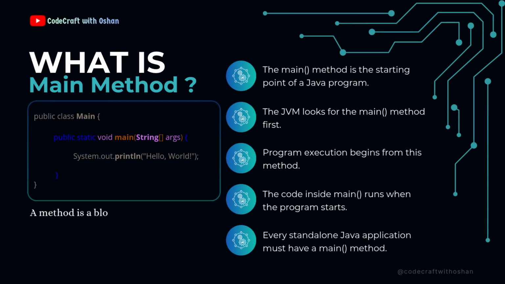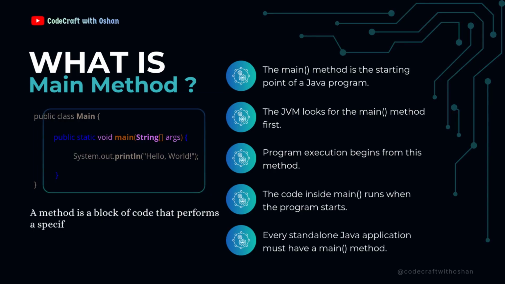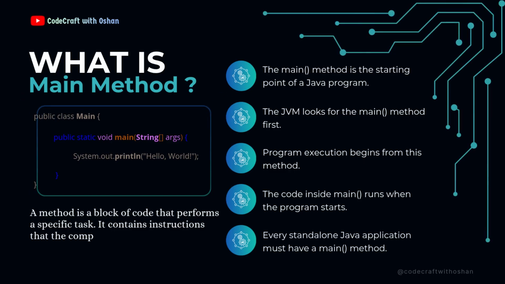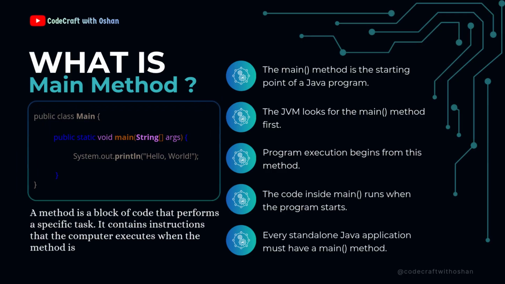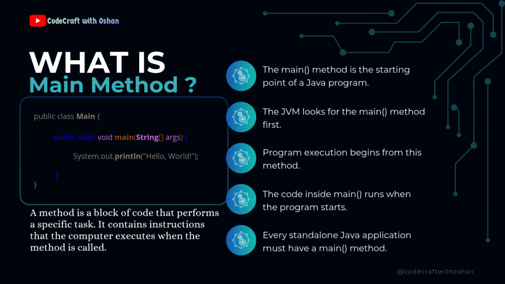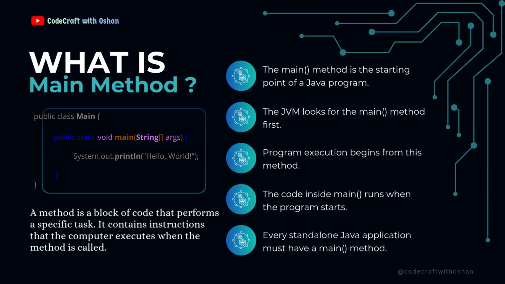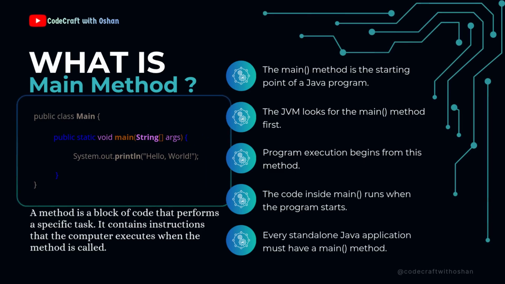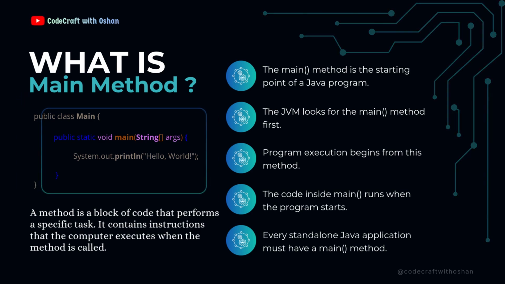Now let's understand another important concept: the main method. A method is simply a block of code that performs a specific task. The main method is special because it's the starting point of every Java application. Whenever we run a Java program, the JVM looks for the main method first. Program execution always begins from this method. Every standalone Java application must have a main method.